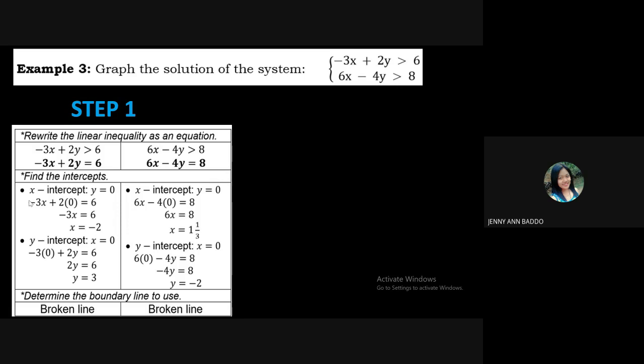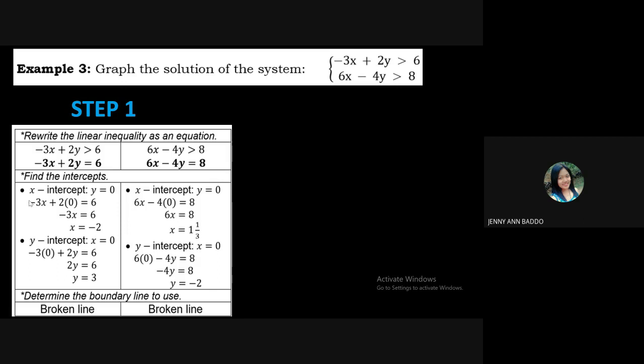For the second inequality, we have to find the x-intercept by letting y equals 0, that's 6x minus 4 times 0 equals 8. Simplifying, we have 6x equals 8. Then dividing both sides by 6, we have x equals 1 and 1/3. For the y-intercept, we have to let x equals 0. So we have 6 times 0 minus 4y equals 8. Negative 4y equals 8, and dividing both sides by negative 4, we have y equals negative 2.